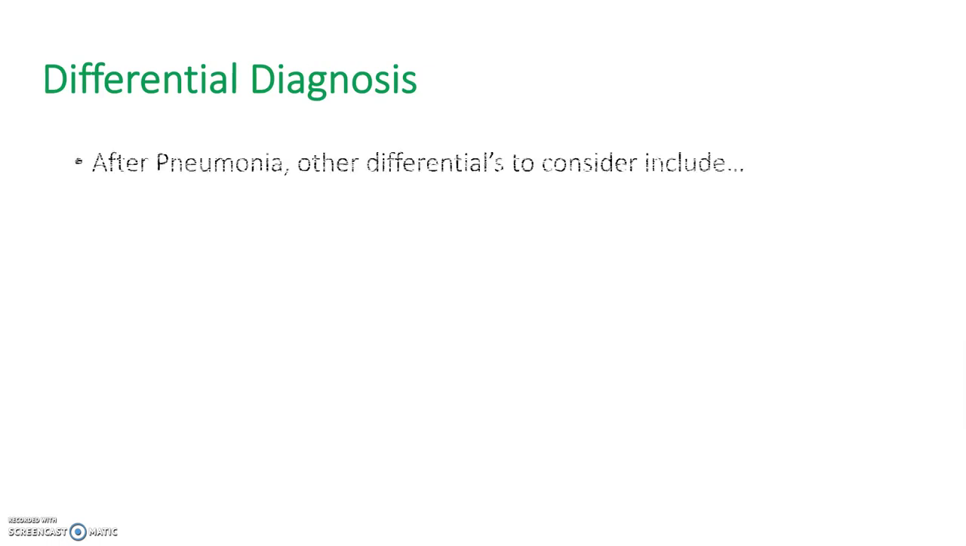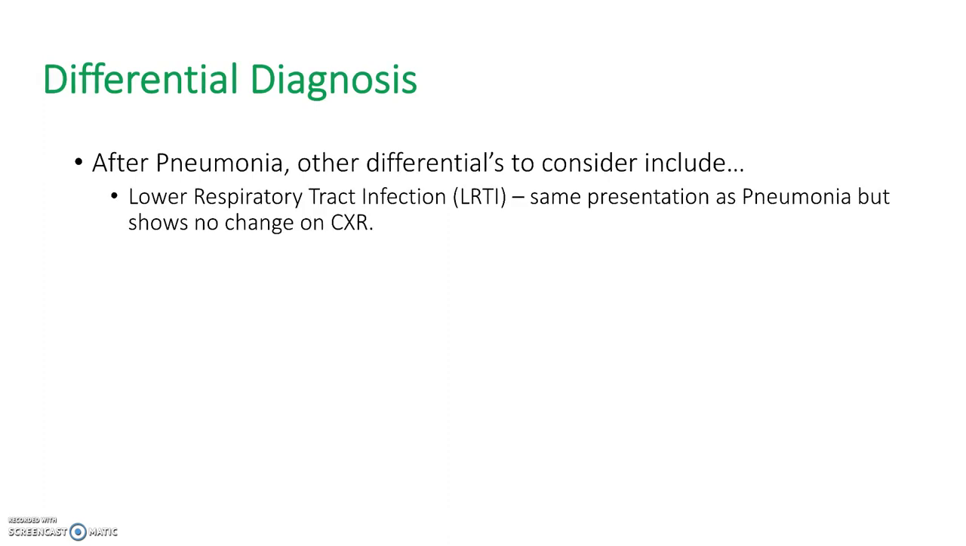When considering a patient with symptoms consistent with pneumonia, it's also important to think about some differentials that could also be the case, and ideally exclude or include them. So, common differentials to think about would be a lower respiratory tract infection, which presents identically to pneumonia as it has the exact same pathophysiology, except it shows no change on chest x-ray.